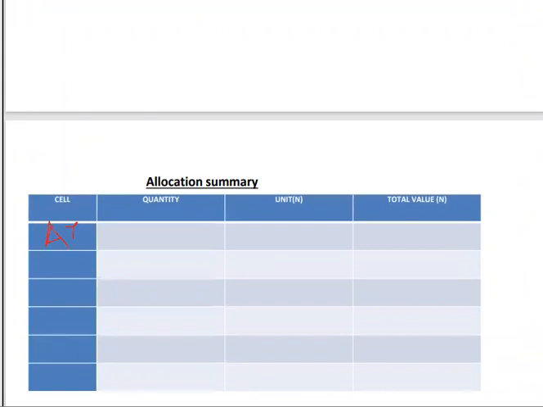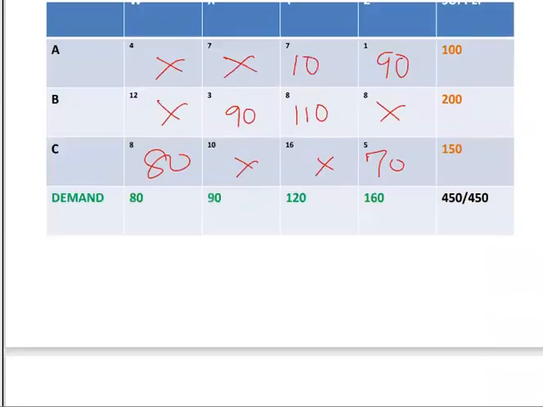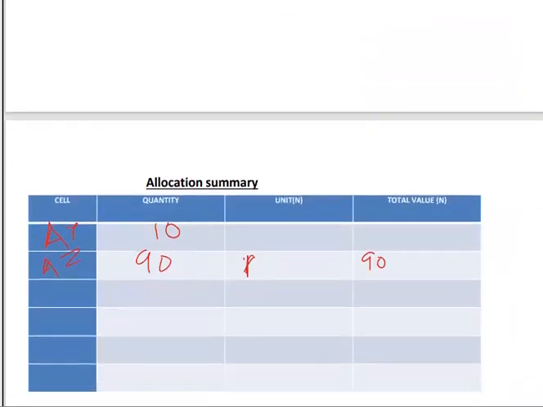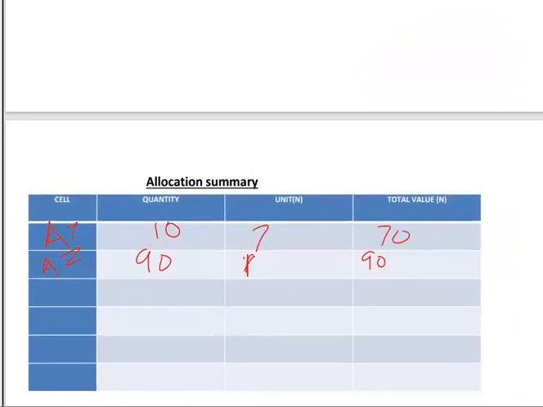AY, how many did you give to AY? 10. At what cost? This is 7, so 10 times 7 is 70. What is the next allocation under B?